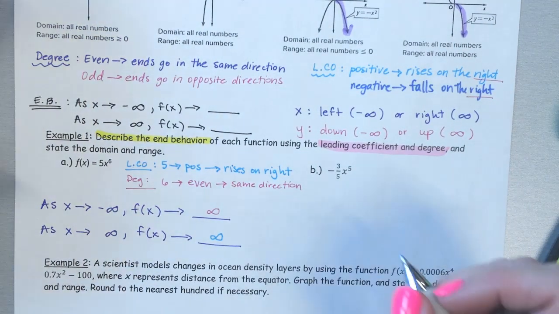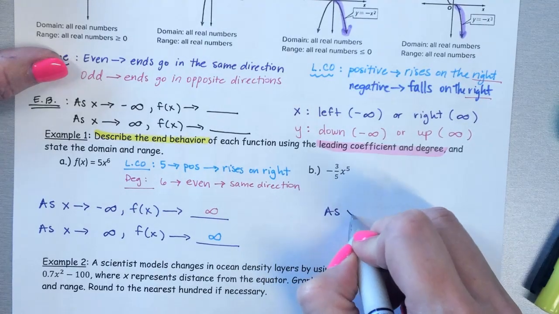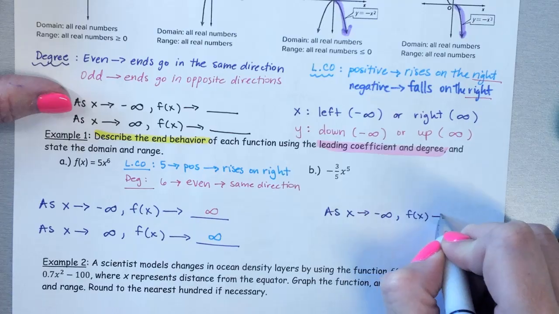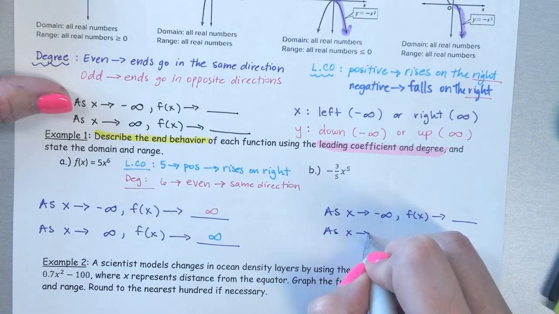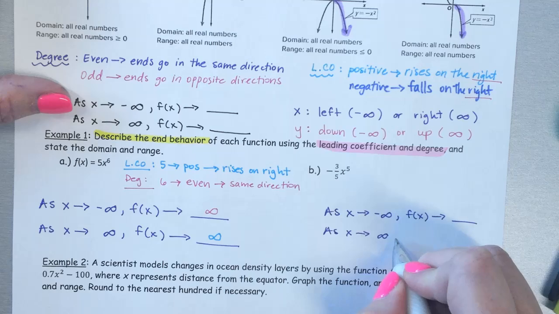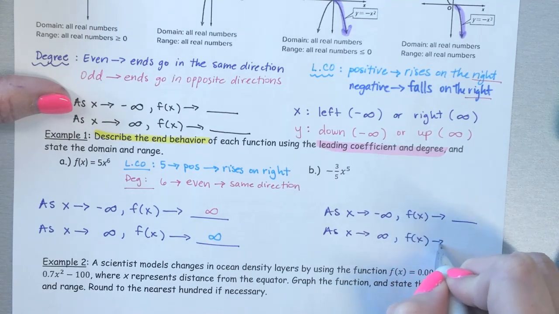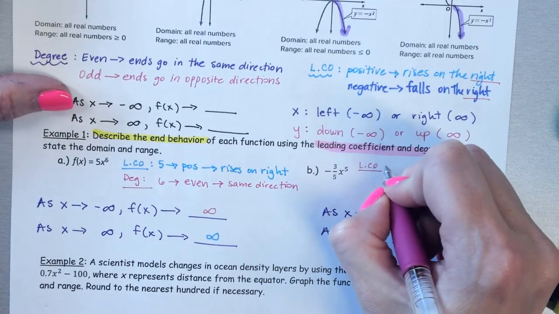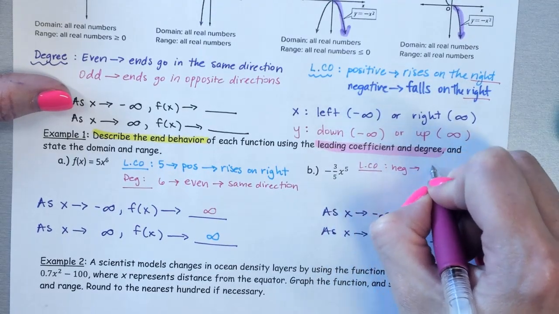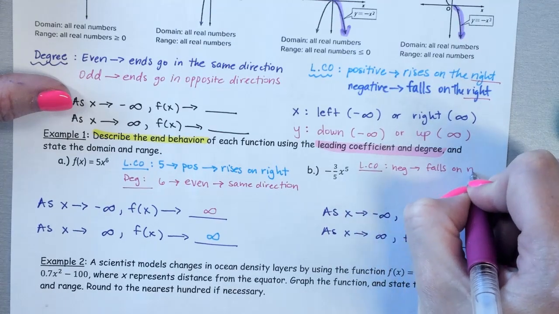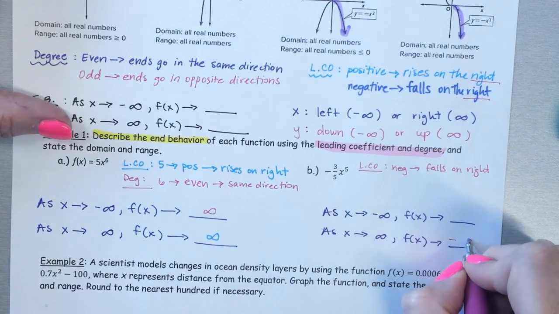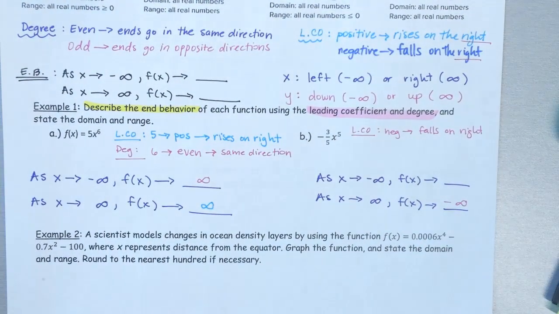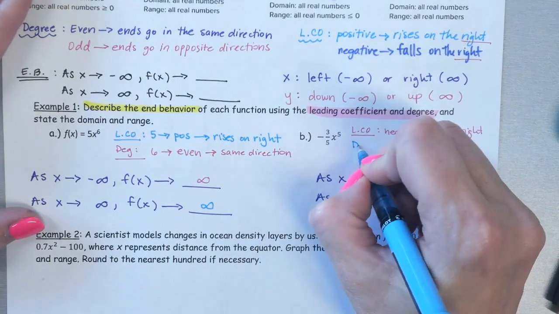All right, and then it looks like you guys did a nice job setting up the second one. Okay, and then Abian, can you tell me about the leading coefficient for this one? Negative. Yep, and so if the leading coefficient is negative, what does that tell you? It's falling on the right. Yep. So if it's falling on the right, that means the first thing we're going to put in is this negative infinity. Then you can look at the degree.